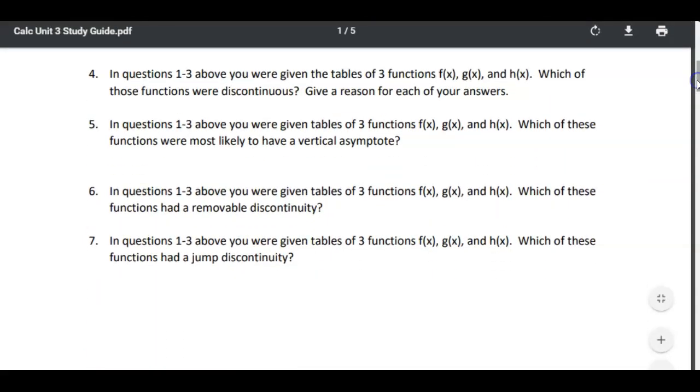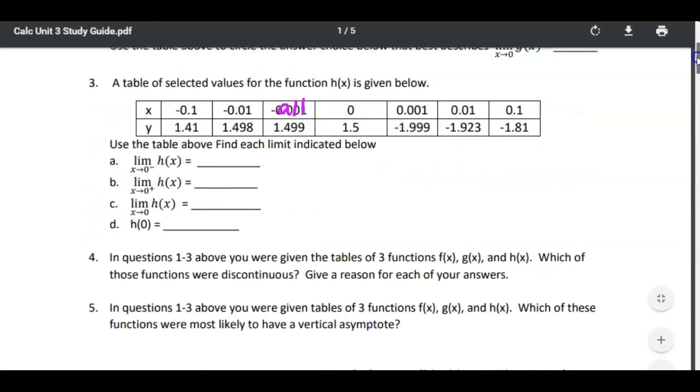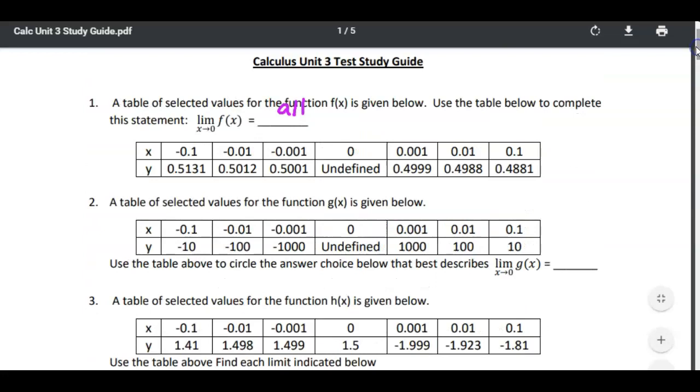In questions 1 through 3 above, you were given tables of 3 functions. Which of those functions were discontinuous? Pretty sure the answer was all of them. Okay? Now, but they were discontinuous for different reasons. Okay? So let's go back to number 1. On number 1, you may recall that the limit actually existed, right? But the function's not defined.